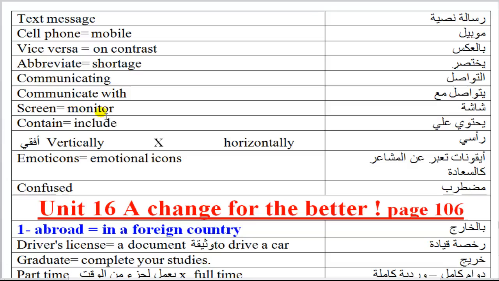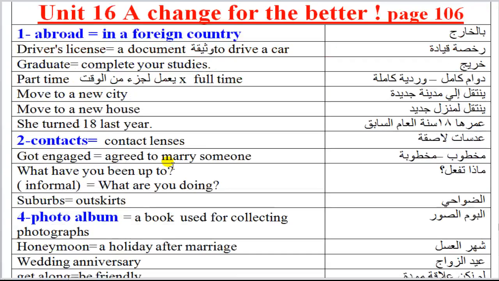Screen. Monitor. Contain. Include. Vertically. Horizontally. Emotional icons. Confused. That's the end of Unit 15 vocab book.